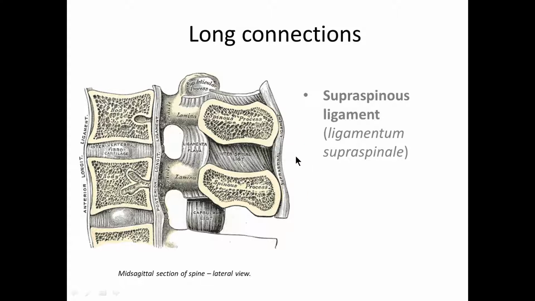But what about the cervical spine? It is provided by the nuchal ligament, which has the same course but goes from the occipital bone to the C7 vertebra.